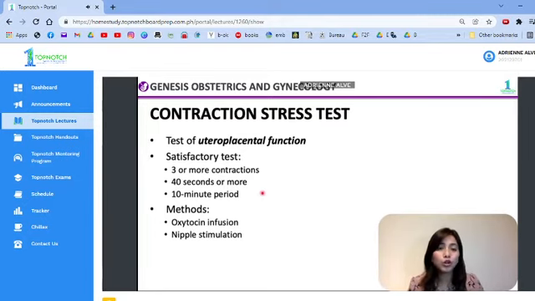So how do you induce contraction? Paano mo sin-stress si baby? Okay? You can do this either through oxytocin infusion. So you start an oxytocin drip for your patient to get these contractions. Or you can do nipple stimulation. Okay? Tapos i-hook mo yung patient to a cardiotocograph machine. So doon matitingnan yung response niya to stress, yung response niya to contraction. Okay? Nag-get? So how do you interpret your CST or your contraction stress test?